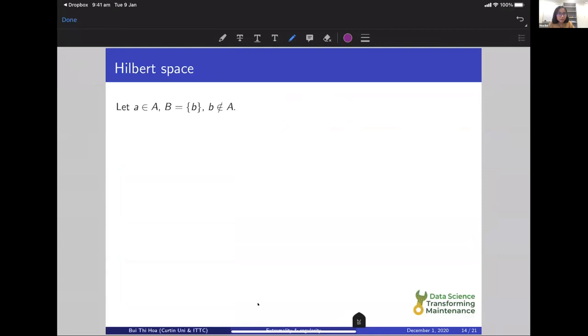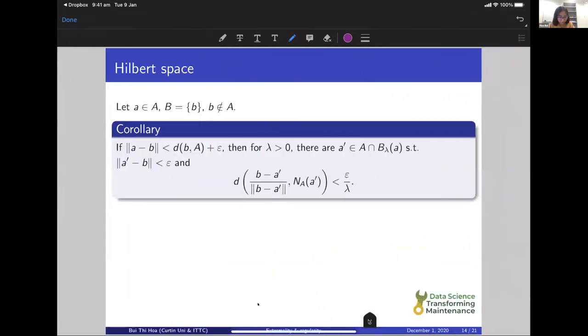Let's check some other settings. So if I make the set B here just a singleton, just one vertex, and B is not in A, so A intersect B is empty. So if A is close enough to the projection of B onto A with a tolerance epsilon, then for any neighborhood we choose, this is lambda. Then we have a point in the neighborhood of A so that this condition holds.